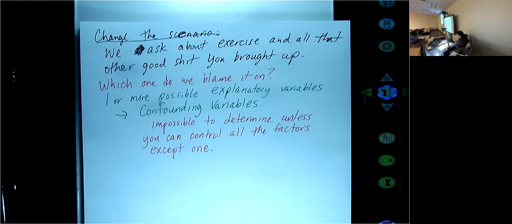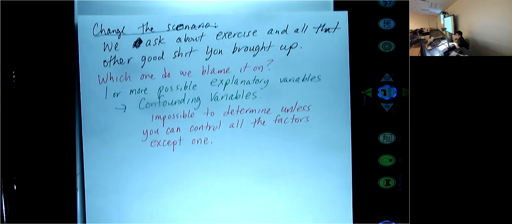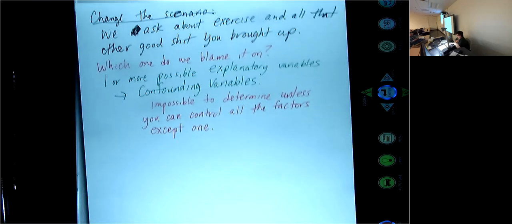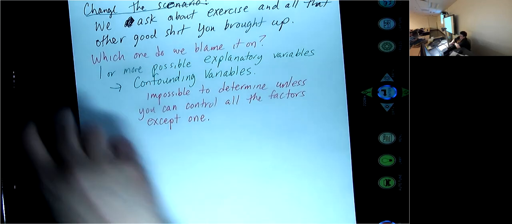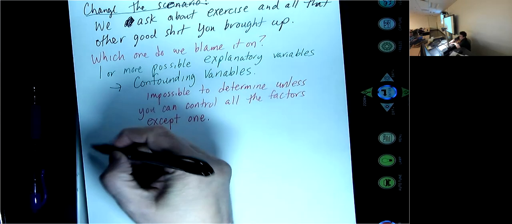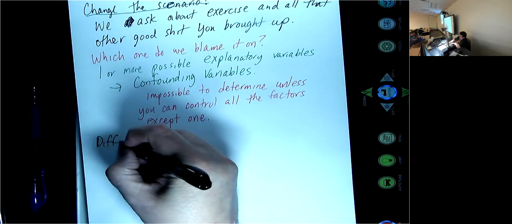Lurking variables, confounding variables. You want to not have them, either by being very specific in your research question or by trying to control everything that you can. Some things you can't control, and you're just going to have to deal with, like the genetics thing. So there are different ways that we do studies, though. Different types of studies or experiments.